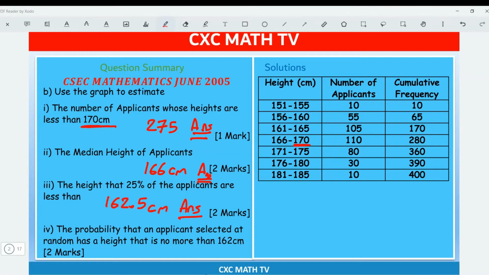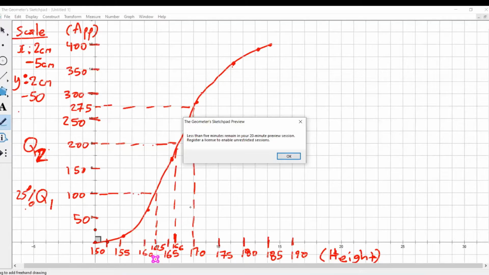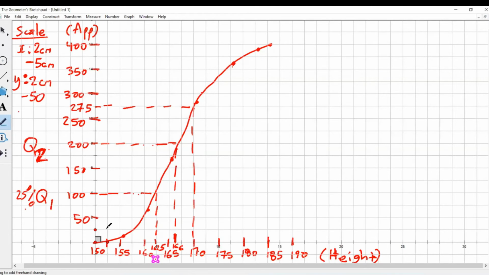Now it says find the probability that an applicant selected at random has a height that is no more than 162 centimeters. So find the probability that the person is not taller than 162 centimeters. So what we're going to do is go to 162 centimeters, which is right here, and find how many persons are shorter than 162. So drawing dotted lines from 162 going up and going across.